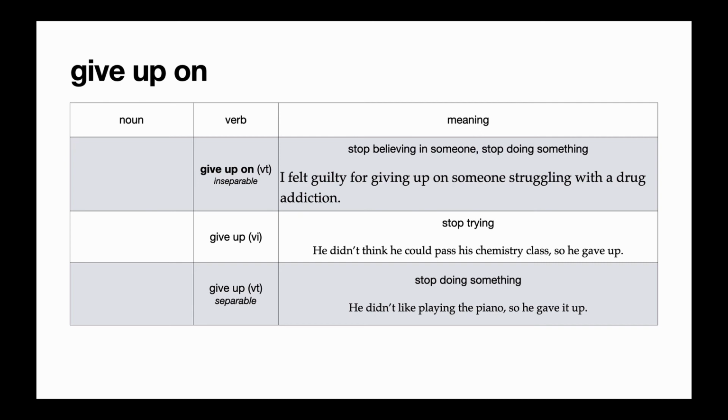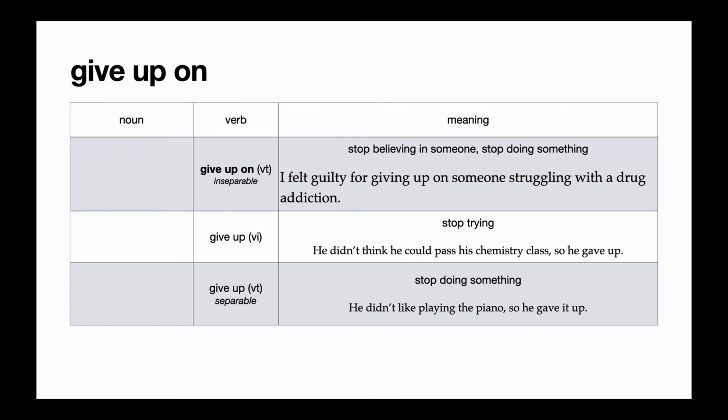Okay, and lastly, we have the phrase give up on. Give up on is a little complicated, as you can see here. So first we have give up on, which is an inseparable transitive verb phrase. So that means to stop believing in someone or to stop doing something. So in the reading, I said, I felt guilty for giving up on someone struggling with a drug addiction. That means I gave up on Chris. That means I stopped believing that he would be okay.